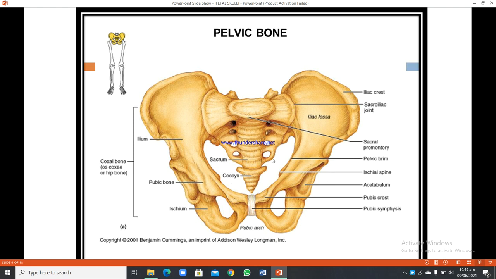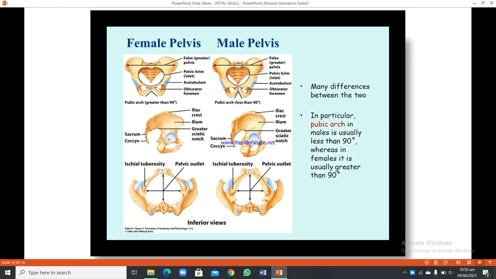When we see the pelvic bone, if it is adequate, capacious, then the fetal skull can easily pass. If it cannot, then there is cephalopelvic disproportion, which is the indication for the cesarean section. If we see the differences between the female pelvis and the male pelvis, there are many differences between the two.